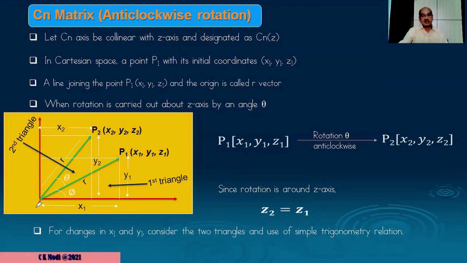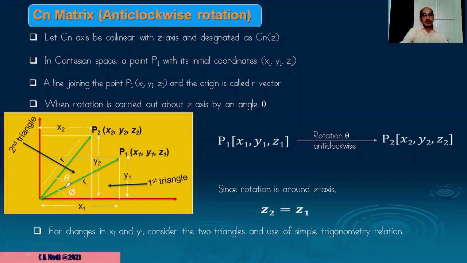Now if I perform rotation on the Z axis, after C2 rotations at theta degree, I am getting a new point P2. So P1 changes to point P2 with its new coordinates x2, y2, and z2. Now the line joining point P1 and the origin is called vector R.